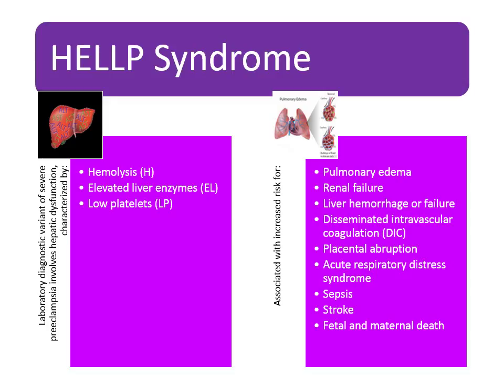With HELLP, there is an increased risk for maternal and fetal death and adverse maternal outcomes, including pulmonary edema, acute renal failure, disseminated intravascular coagulopathy, placental abruption, liver hemorrhage or failure, acute respiratory distress syndrome, sepsis, and stroke. The rate of preterm birth in women with HELLP syndrome is approximately 70%. It can also lead to fetal and maternal death.